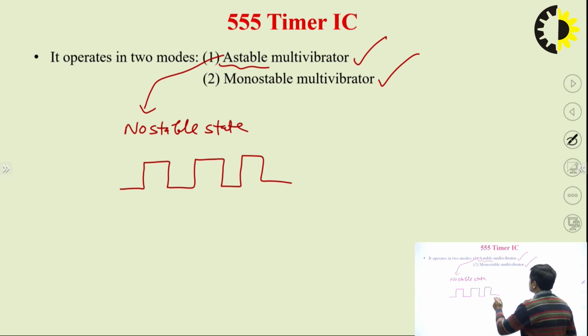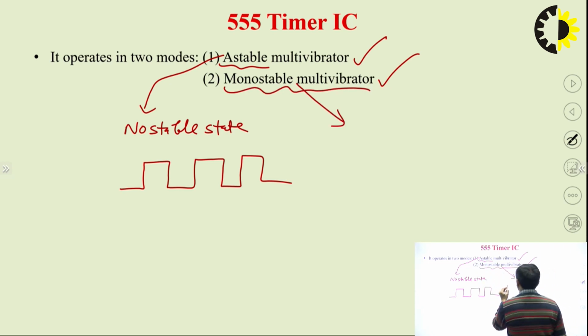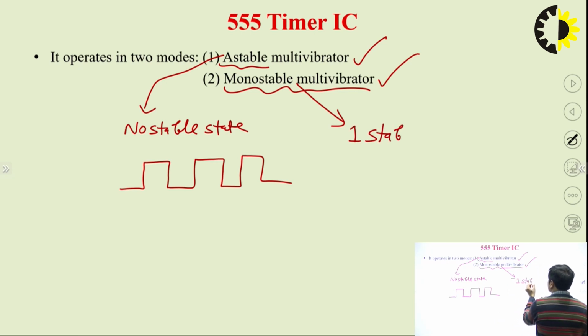Now coming to the monostable multivibrator. Monostable multivibrator is a multivibrator which has one stable state. Mono means one, so it has one stable state.